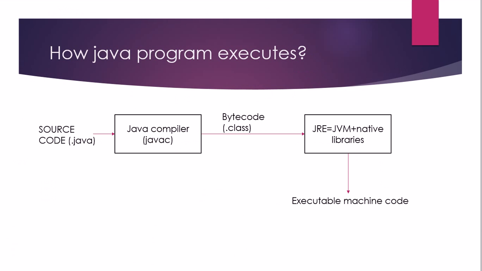Now, how is a Java program executed? The Java compiler converts the Java source code, the .java file, into the bytecode, and the bytecode is the reason behind its platform independence. Guys, what is bytecode? Bytecode is similar to assembly code, but it is much more optimized so that it can be easily converted into machine code at runtime. And this bytecode is then converted by the Java Virtual Machine to its executable code.